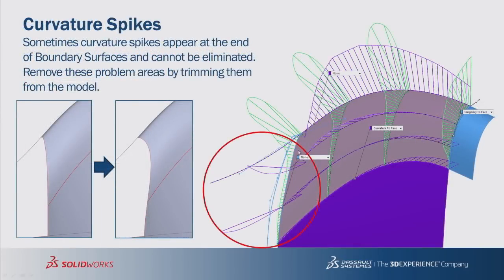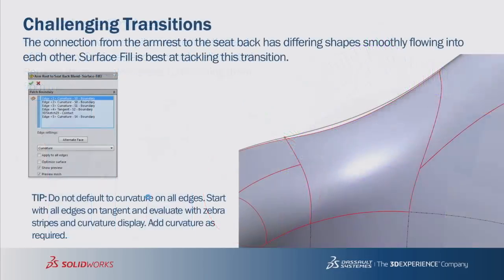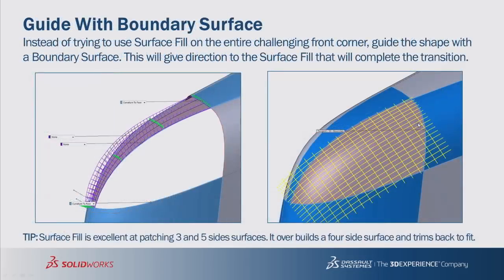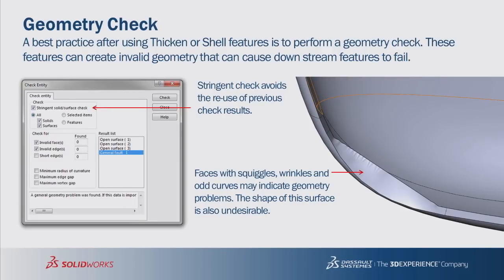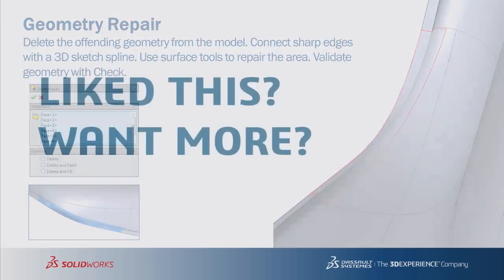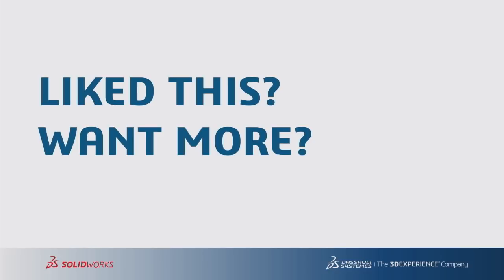If you get a bad area of your boundary surface, really bad curvature, well, just trim it away. Challenging transitions. Surface fill gets you out of so many jams. Guide the surface fill with the boundary surface. Convert to solid with the thicken. Run tools check. Check your geometry. Clean up as required. Well, that's all I have for this session.